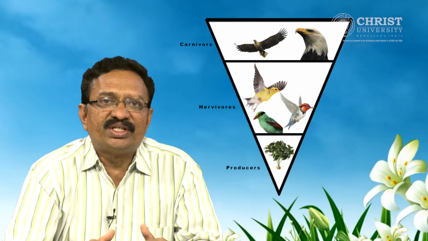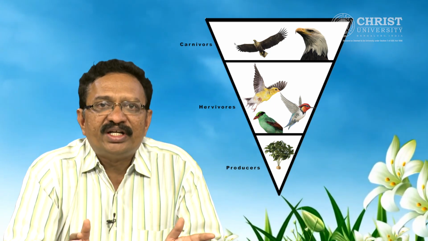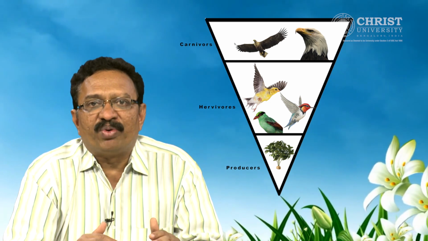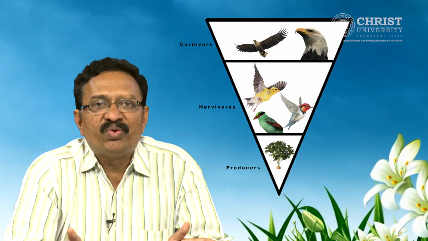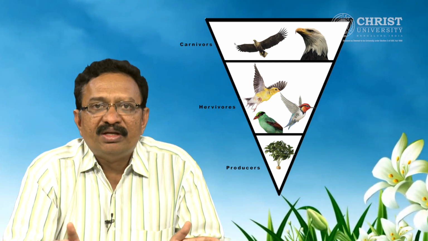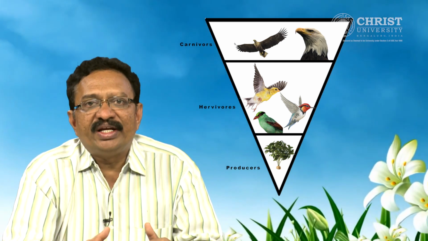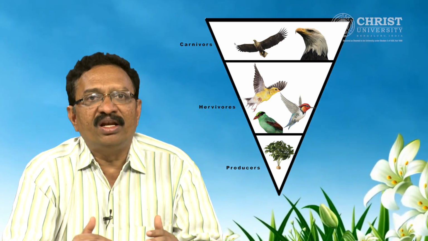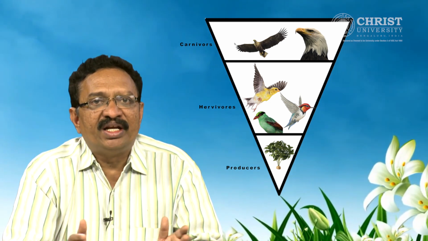In a tree ecosystem, an inverted pyramid is obtained. A large tree provides food to several herbivorous birds. The birds are in turn eaten by carnivorous birds like falcon or eagle, which are smaller in number.